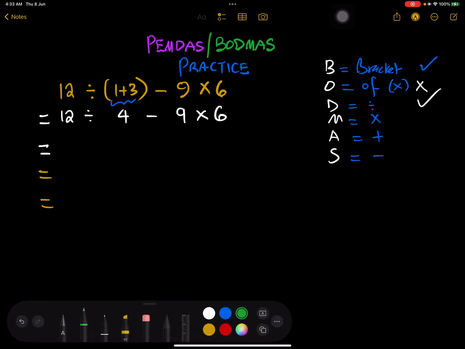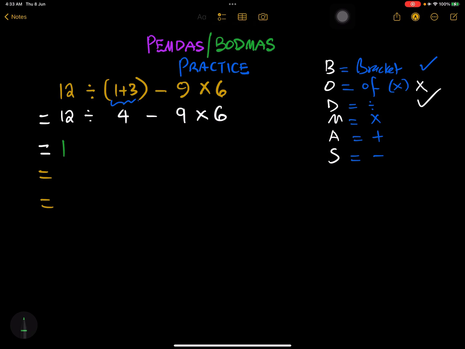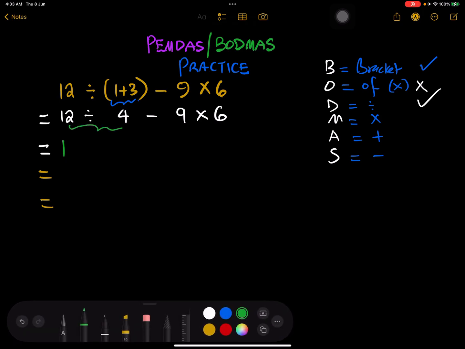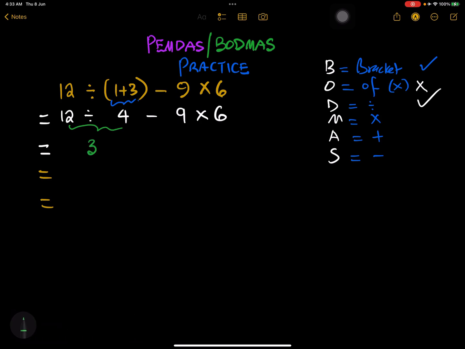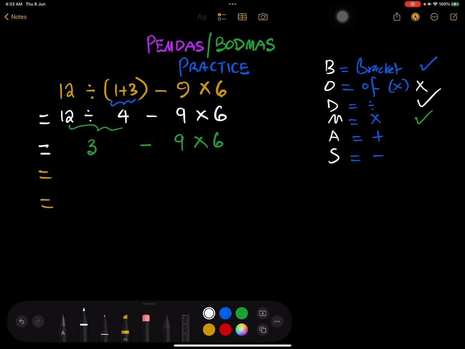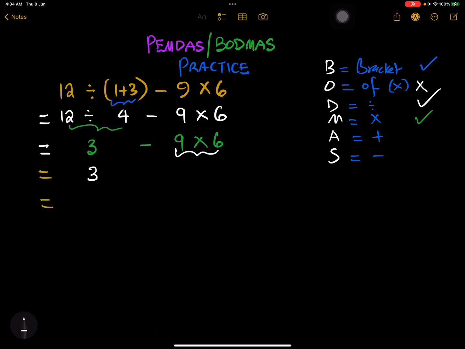To do that, we have to work this one first, which is 12 divided by 4, and that is simply 3. And then it's going to be minus 9 times 6. The next thing there is multiplication, which means we need to work on this one first. So we're going to have 3 minus 54. And then the answer gives us negative 51.